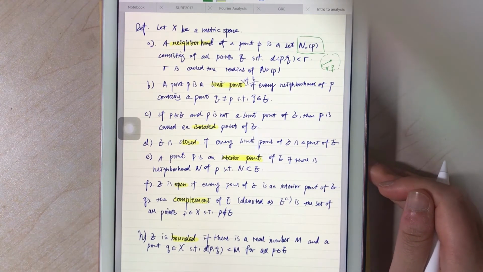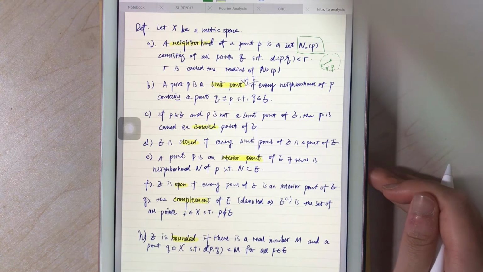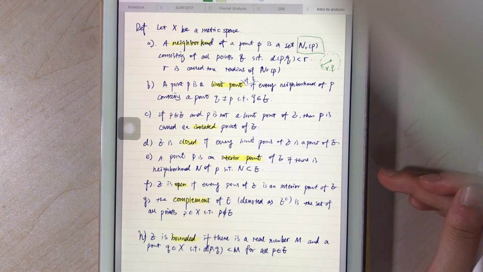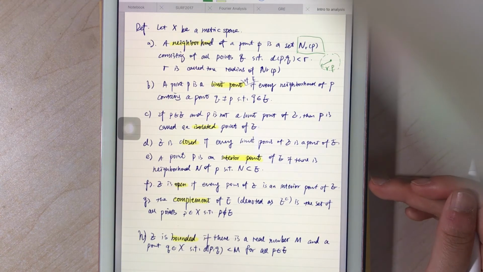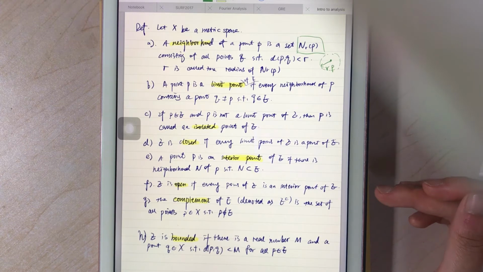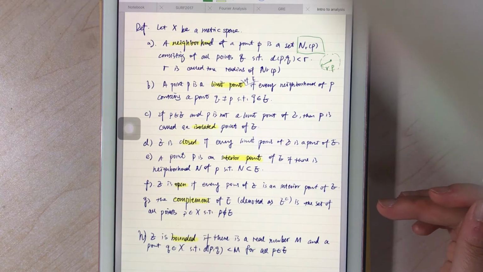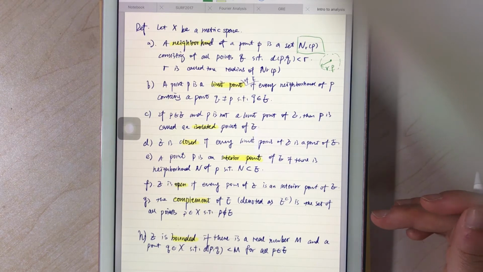We finally get to the interior point. A point P is an interior point of E if there exists a neighborhood N of P such that N is contained in E. Still, it's very similar to the case on the real line. In the real line case, you take a small set contained in the original set, but now you just take a neighborhood of P, and such a neighborhood is contained in E, right? So I think they are pretty much the same.